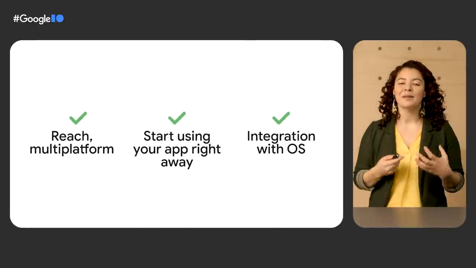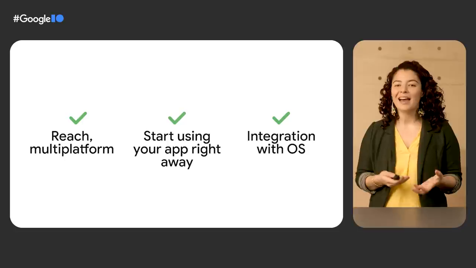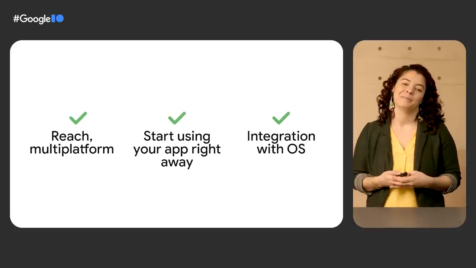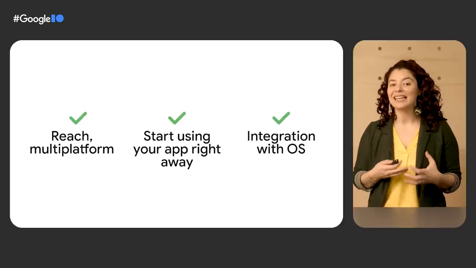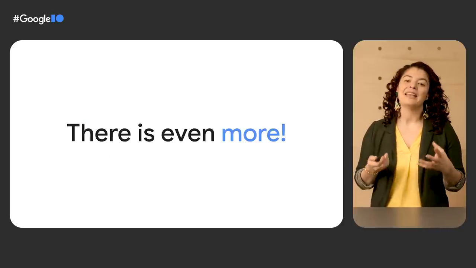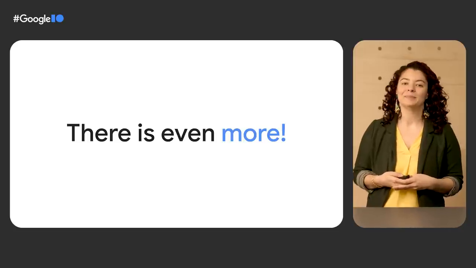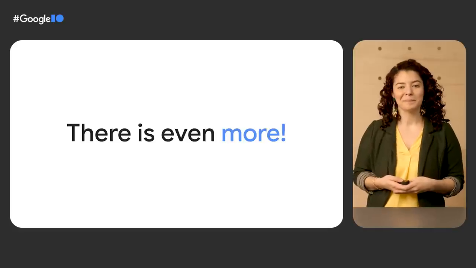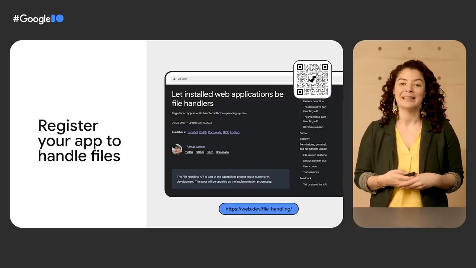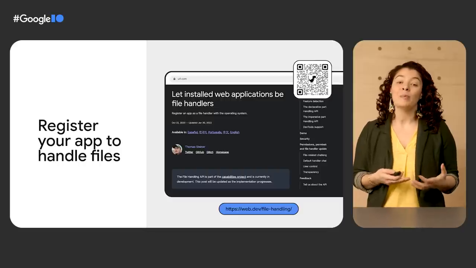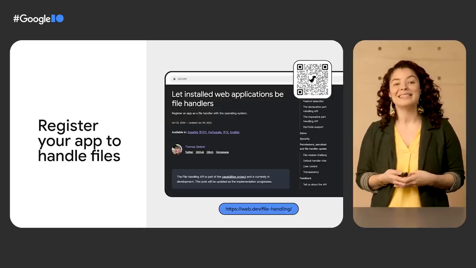The web is wonderful because of its reach, because it is truly multi-platform, and now it is getting more integrated with the operating system, making it possible for users to start using your app right away and get extra features when they install it. And the feature list is growing. I didn't even have a chance to go over file handling, one of those features that are coming. File handling will allow PWAs to register as handlers for specific file types. So in menus like Open With, PWAs will show as an option. You can check more about it in this link.